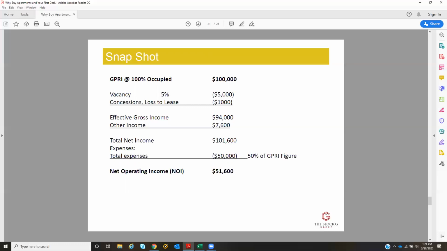But that's an opportunity. You've got to look at all this stuff as opportunities, right? They say their expenses are below the 50% threshold. Great. Let's dig into that.